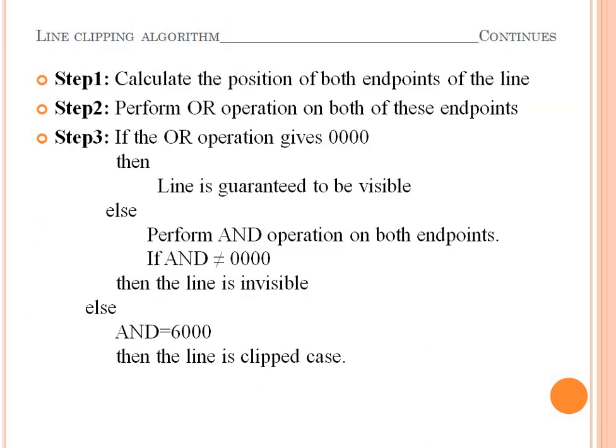Again we discuss the midpoint subdivision algorithm. The first step is to read the two endpoints of the line, P1 and P2. Then read the two corners, that is left top and right bottom. Then step 3, assign the region code for the two endpoints using these conditions: x is less than x minimum, x is greater than x maximum, and so on. Follow these steps.